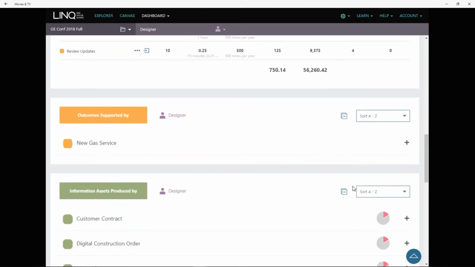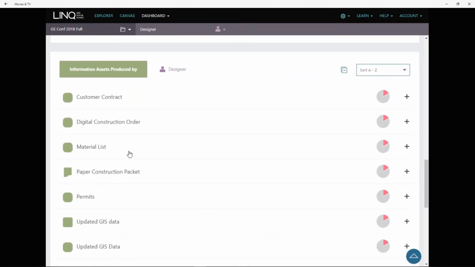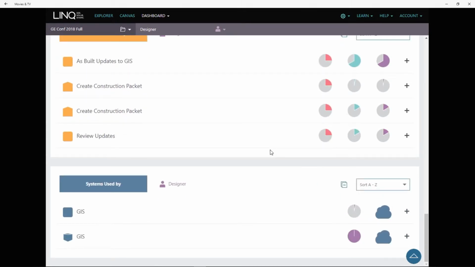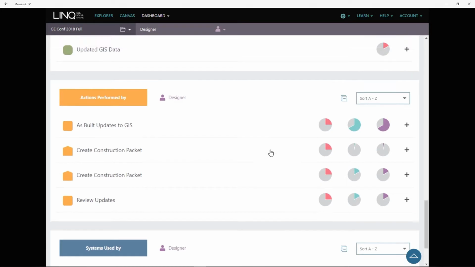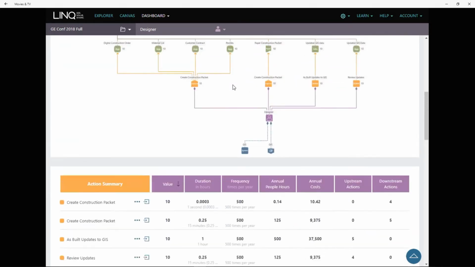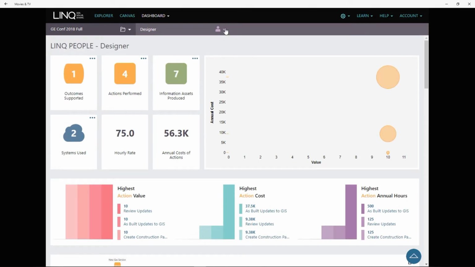And we can look at all of the supported outcomes, all the information assets produced by that particular individual or that group of individuals, as well as the actions performed and the systems used. Well, now we can go over and we can take a look at the foreman in the same way.